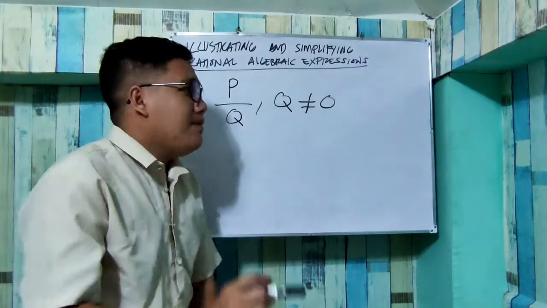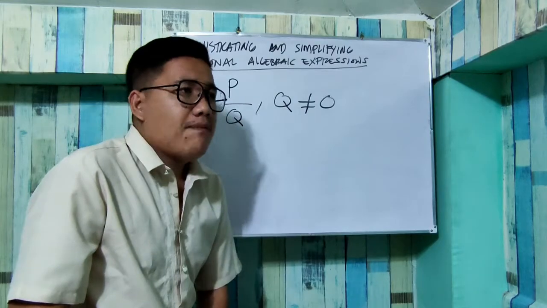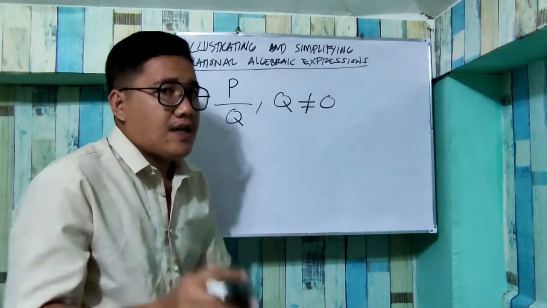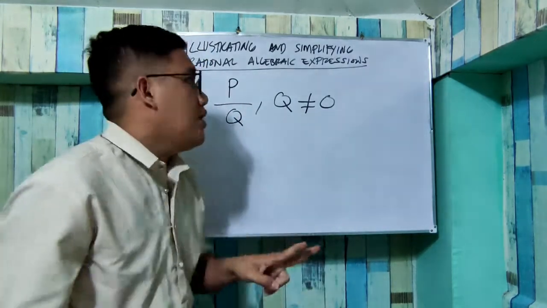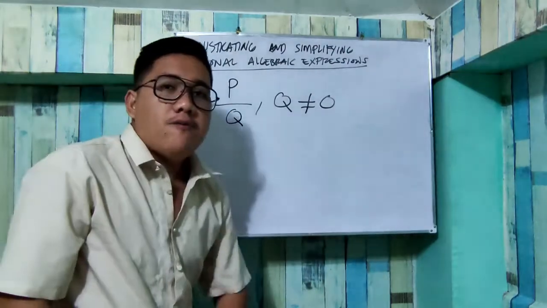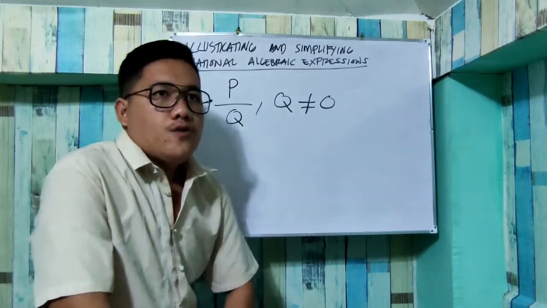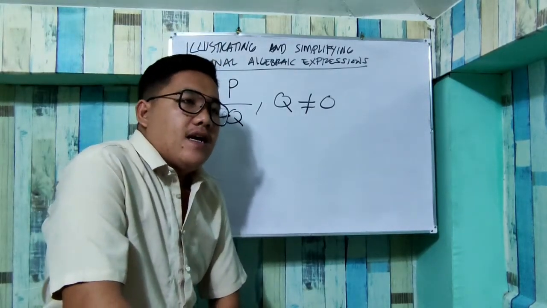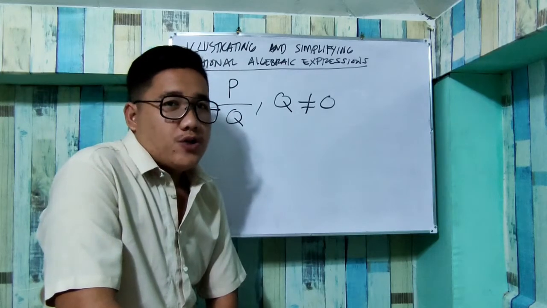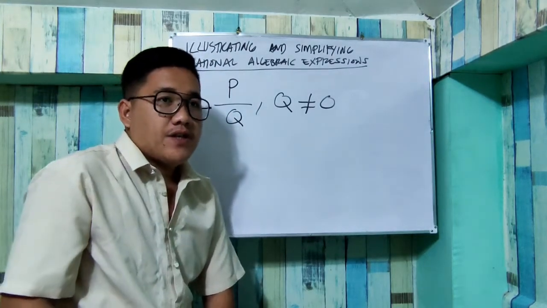So, what do we mean again by polynomial? Ano bang ibig sabihin ng polynomial? Paano natin ma-identify? Kasi sabi nga, ratio of two polynomials. Ibig sabihin, this is a polynomial, this is a polynomial. So, ano ba yung mga palatandaan na ang given ay polynomial? So, una nating dapat tandaan, an expression is a polynomial if it has a positive integral exponent.